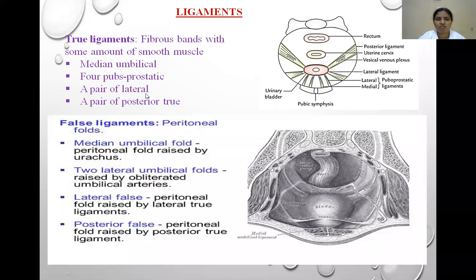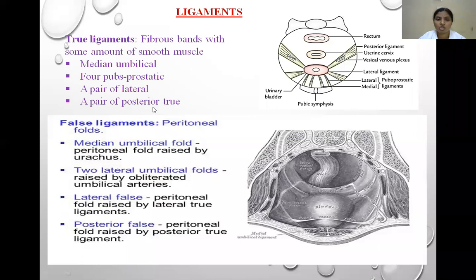Then a pair of lateral ligaments. See here, a pair of lateral ligaments which extends from the neck and adjacent infrolateral surface of the urinary bladder to the lateral pelvic wall. From the infrolateral surface to the lateral pelvic wall, this is nothing but the lateral ligament.